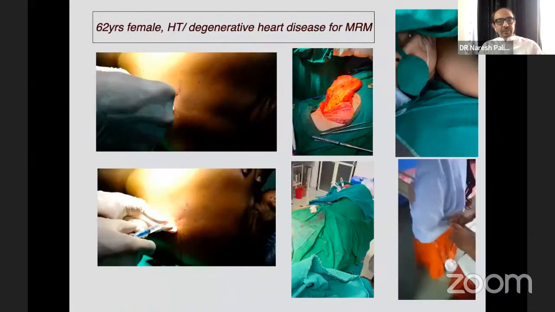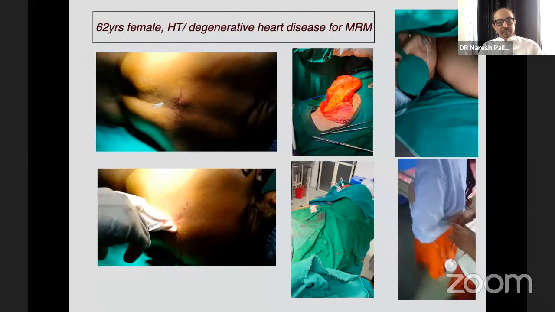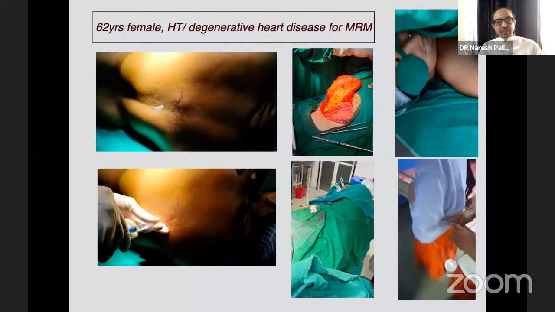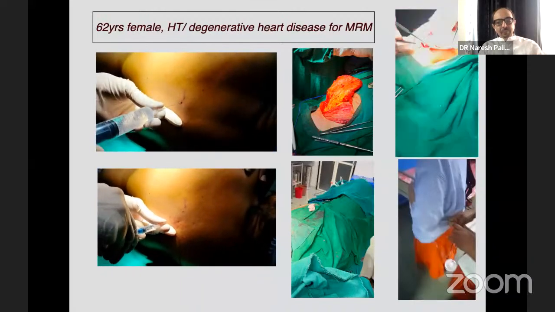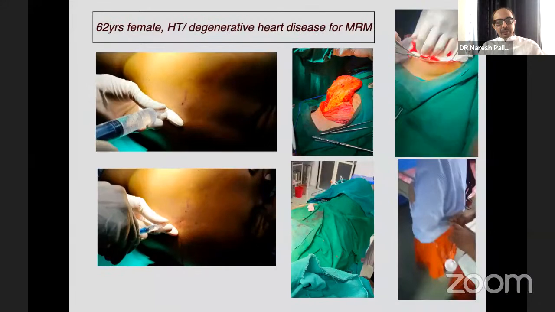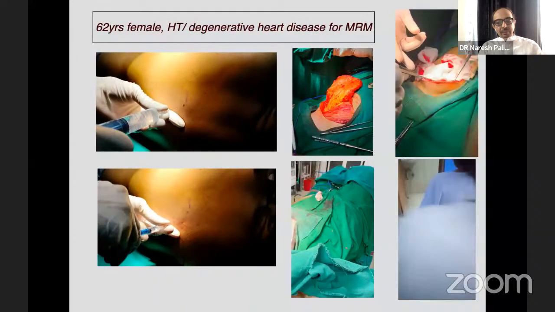He had bronchiectasis. This is a 62 years female, with hypertension and degenerative heart disease, for MRM. She was a bit obese. She was also done with erector spinae plane block and segmental spinal with just 1.3 ml of the drug. Same patient at the end of surgery, and after 3.5 hours the patient is moving herself.